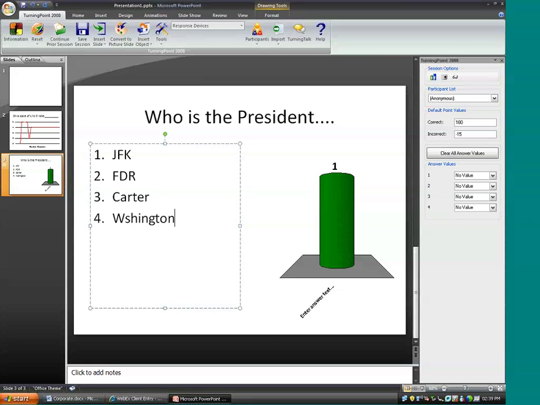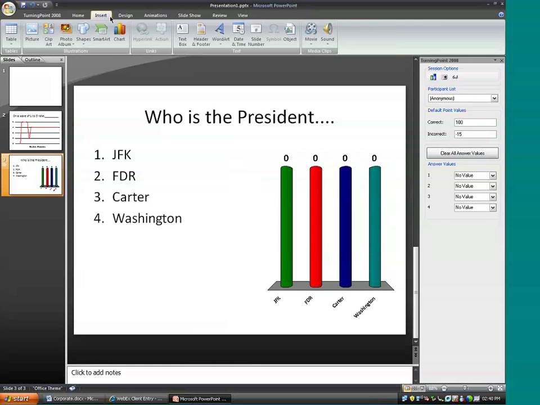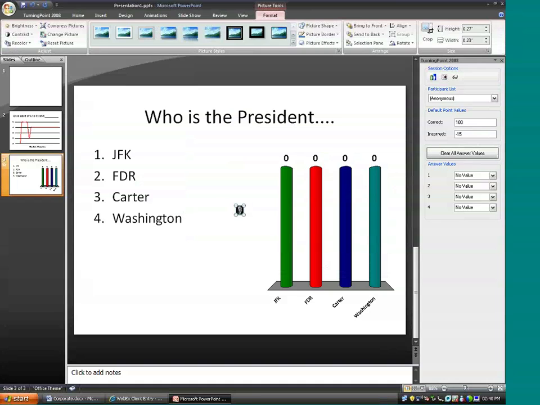Okay, so right now, as we can see, we just have a standard question and answer slide. There's nothing unique about this. At this step, I'm going to bring these pictures in as answer choices. So I'm going to click on my Insert tab on the regular PowerPoint toolbar, and I'm going to click on Picture. So these are the files with all my pictures in here. I know that FDR is an answer choice, so I'll bring him in.